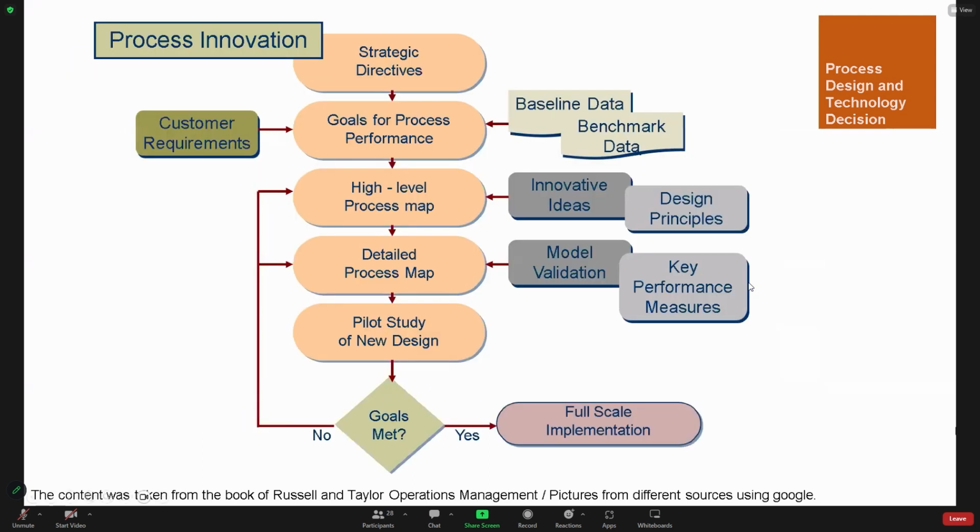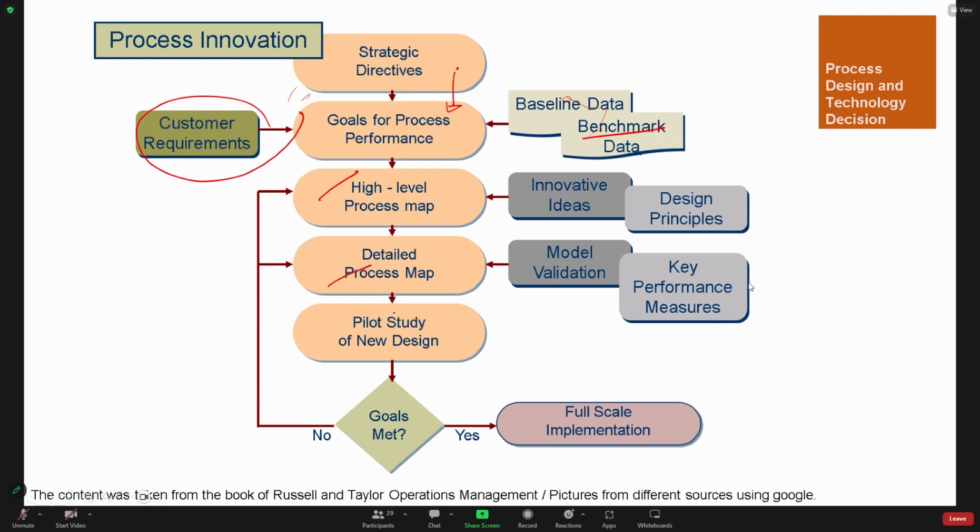Okay. So in process innovation, you have to think of the strategic directives of the organization. And then, what are your goals for process performance? Okay? What performance do you want from your processes? You look at the customer requirements, what they want, and you look at your competitors' benchmarks and baseline data. Now, in your process performance, how are you going to design your process map for high-level performance? And then what will be the detail in your process map?